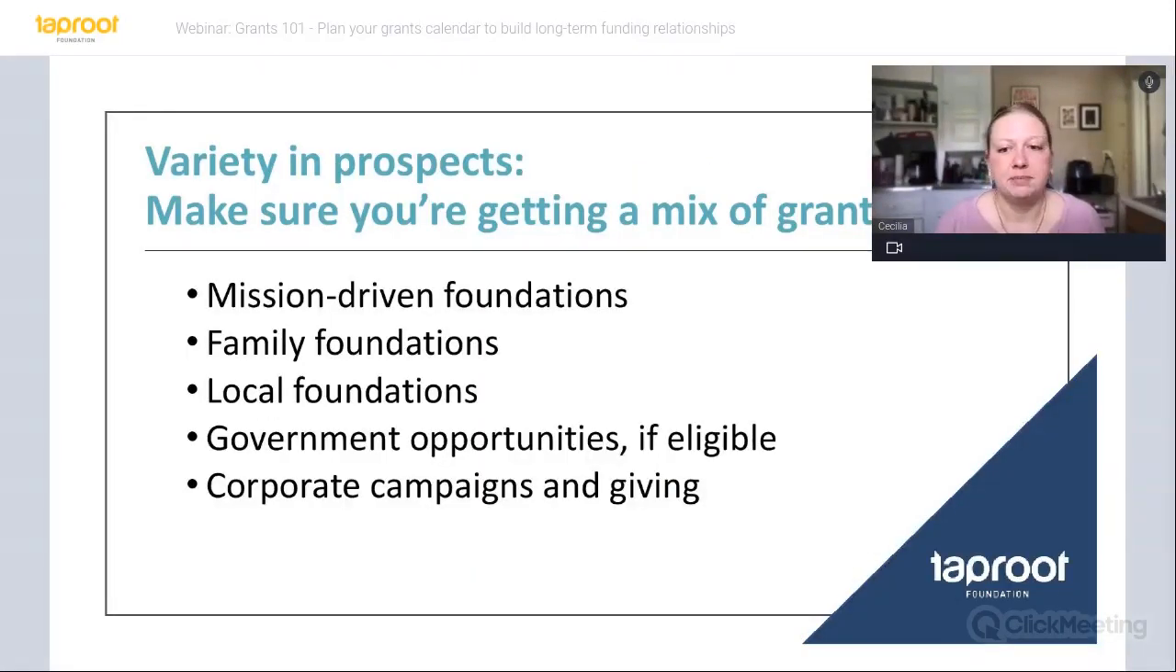Okay, moving forward. So variety in prospects, just for longevity and your organization being able to have funding year to year, you want to make sure you're getting a good mix of different types of grants. So if you're in the grants process already, you know that there are different types of foundations, and applying to a variety of them can be really helpful in terms of making sure you're able to get funding. For mission-driven foundations, a lot of them have focus areas that they continue to fund year after year, but sometimes they may have, for example, after 2020 and the Black Lives Matter protests, there were a lot of foundations turning to racial justice funding.